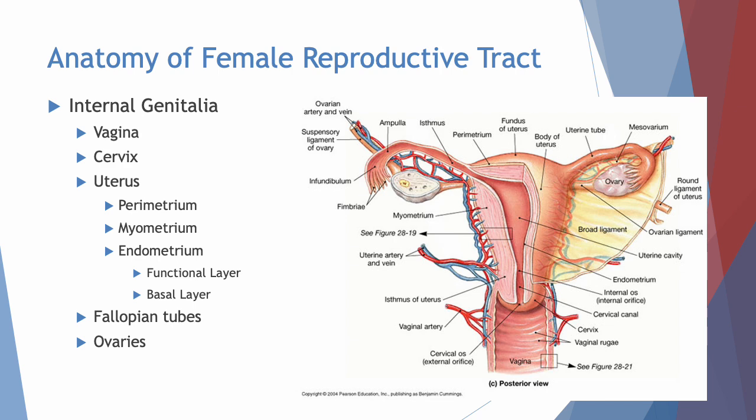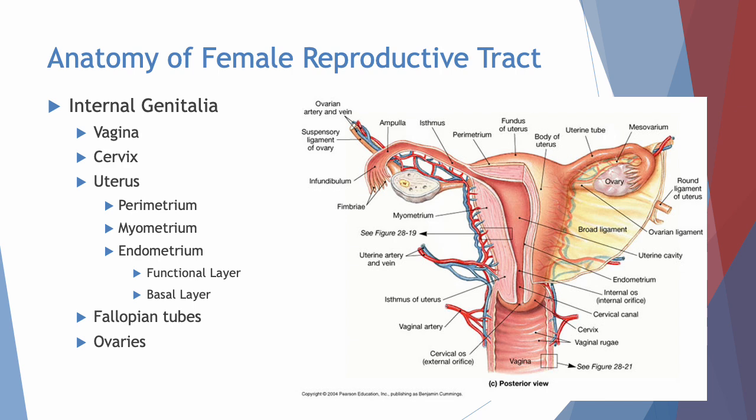outermost layer, that is the serous membrane. The middle layer, the myometrium, which is the muscular membrane, and then the innermost layer, the endometrium, which we're mostly talking about today. That is the uterine lining, and it has two layers: the functional layer, which is responsive to sex hormones of estrogen and progesterone, and it proliferates and sloughs off monthly during the menstrual cycle.